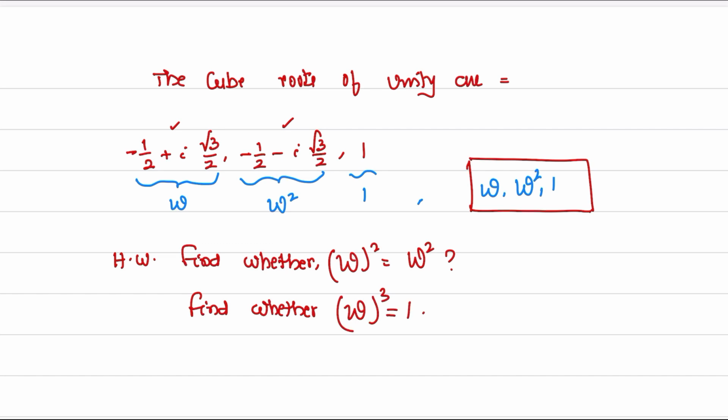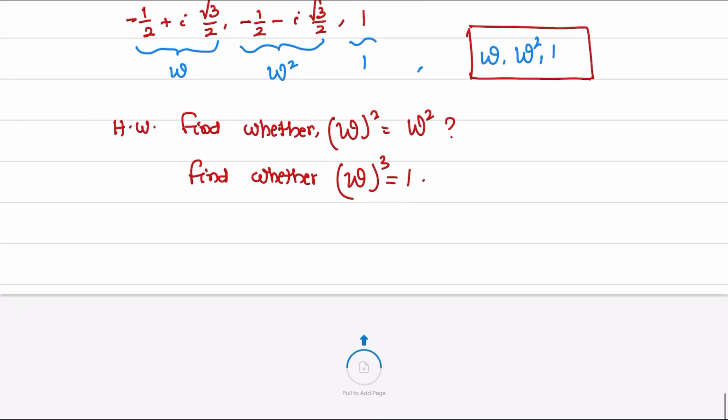Because ultimately we have found the cube root. There are 3 roots. First one I will do and second one you kindly please do it. What is omega? Minus half plus i into root 3 by 2.